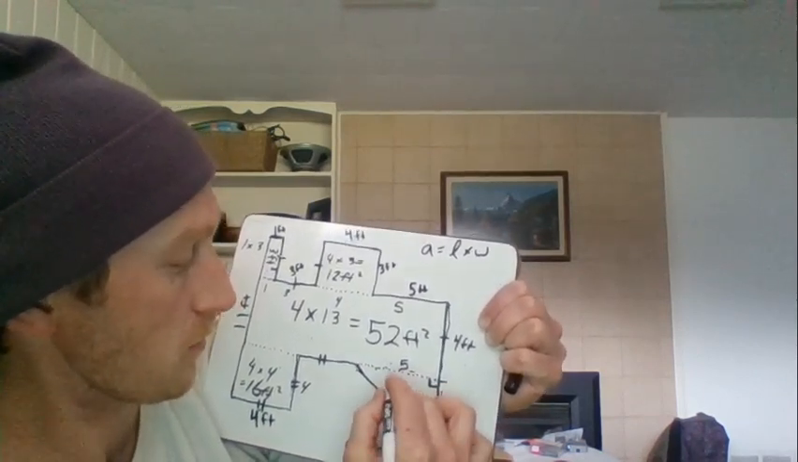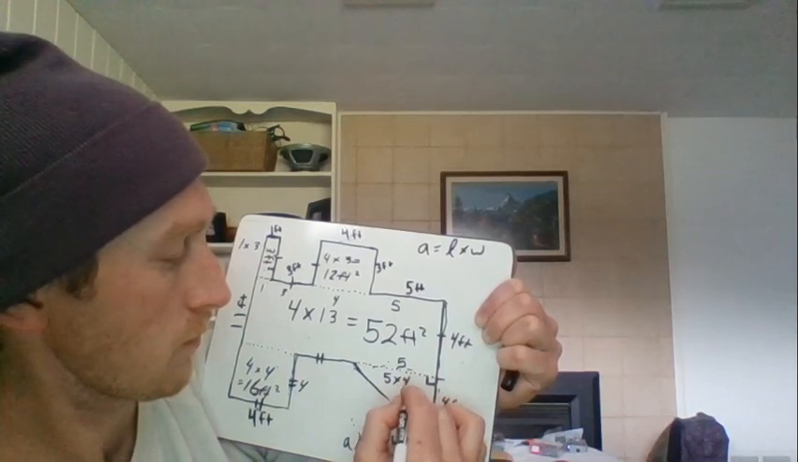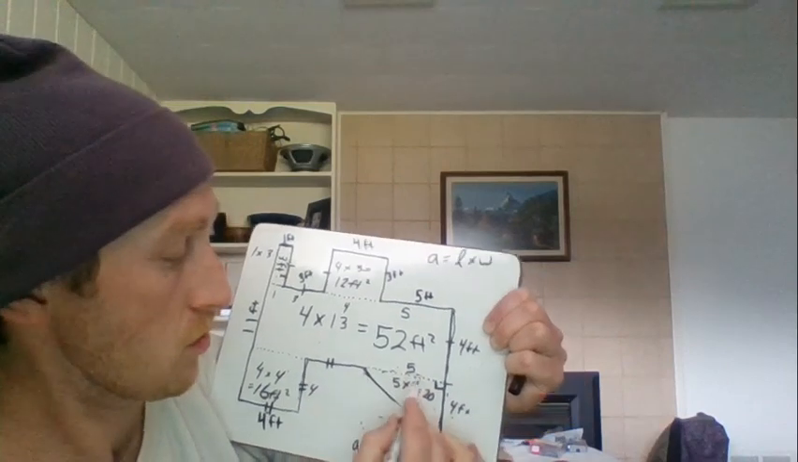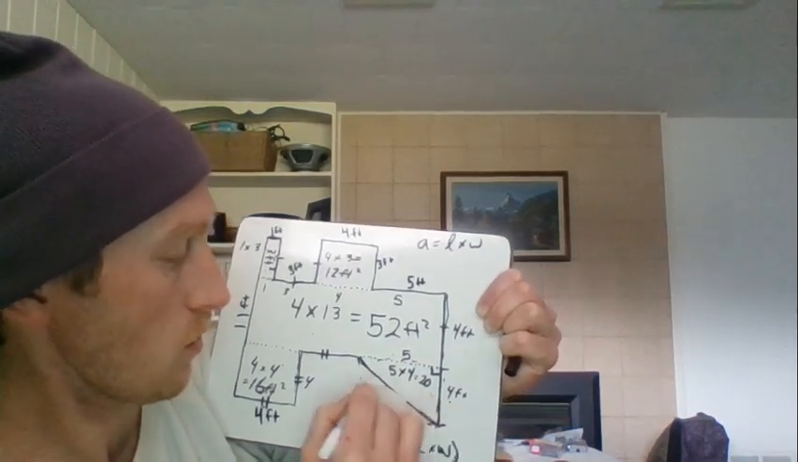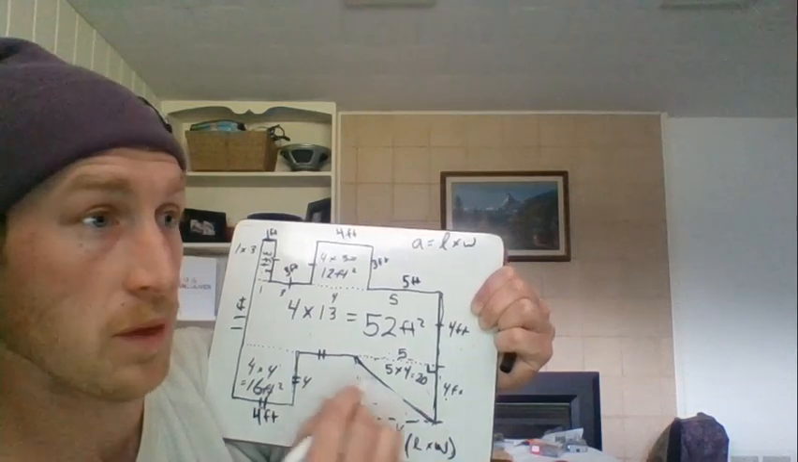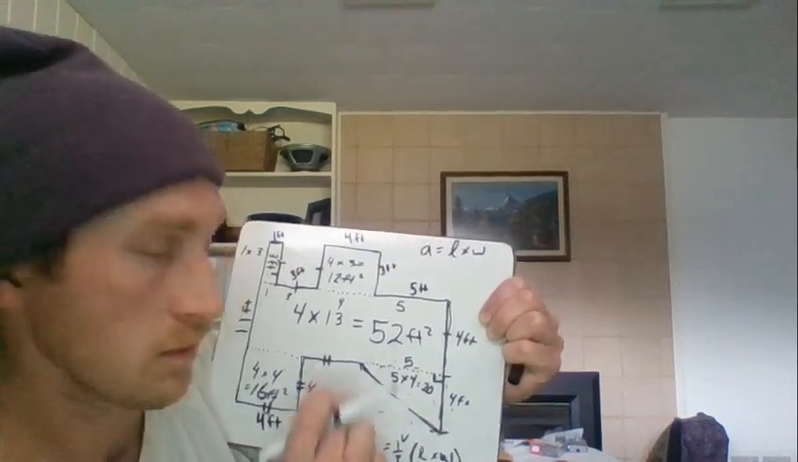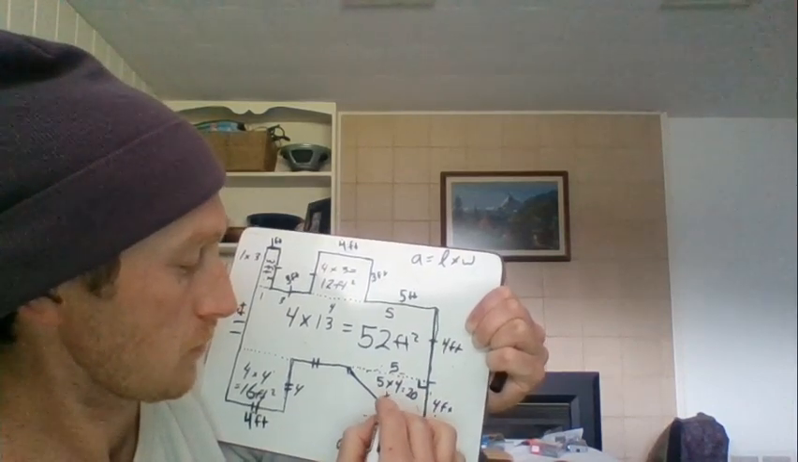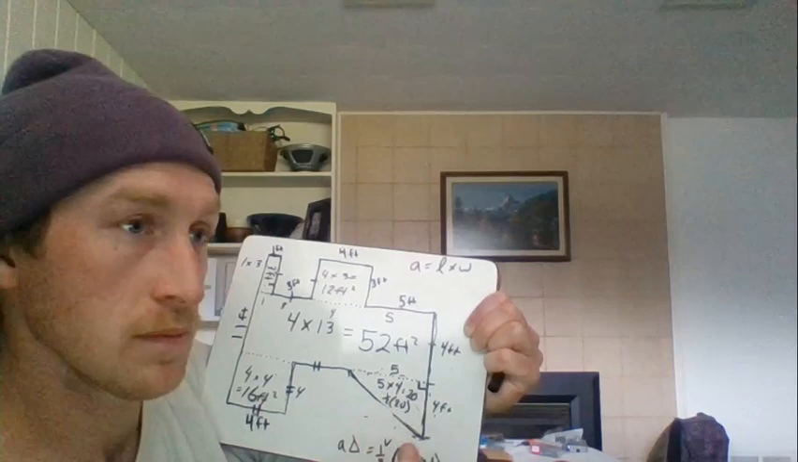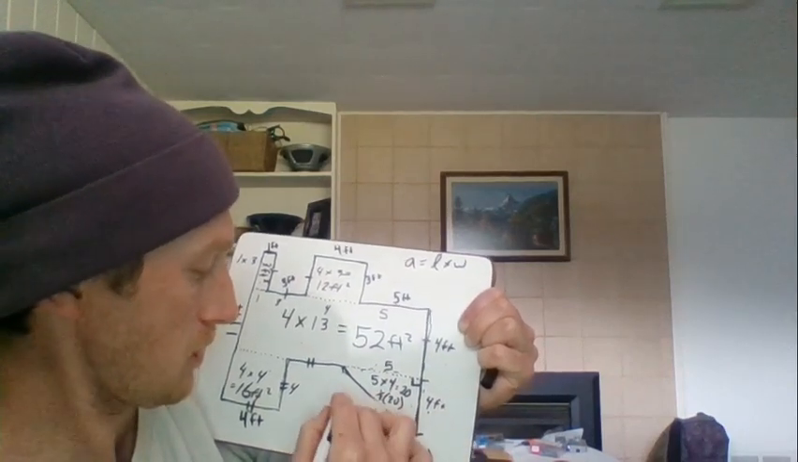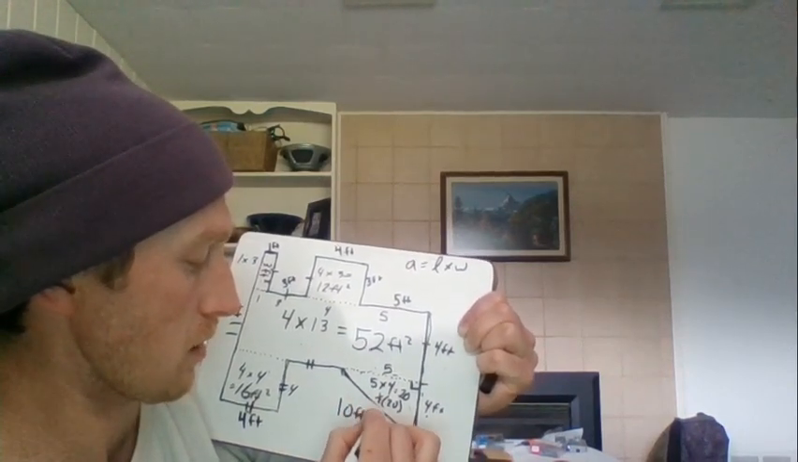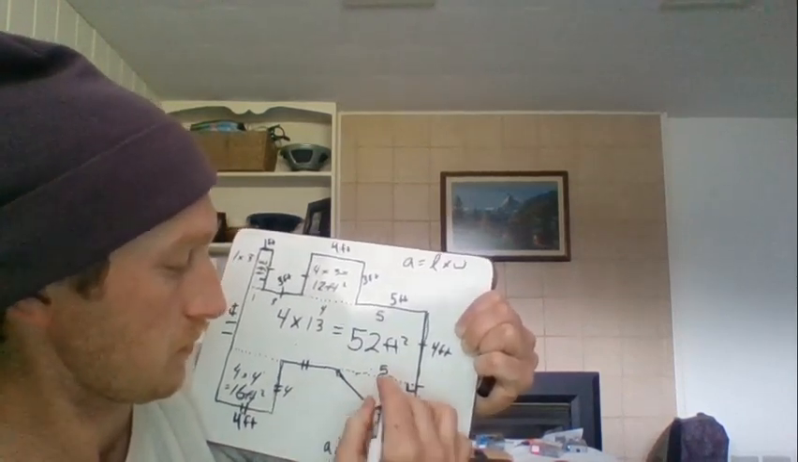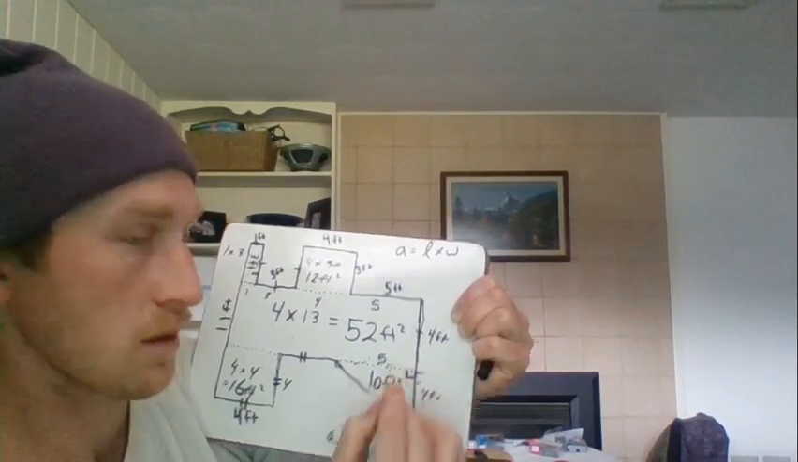So 5 times 4 equals 20 feet squared, but it's half, remember. 20 would be this whole space, including the other triangle, but we want just the one triangle. So we have to cut it in half. Half of 20 equals 10 feet squared. So I'm going to take this out and write 10 feet squared inside. 10 feet squared.